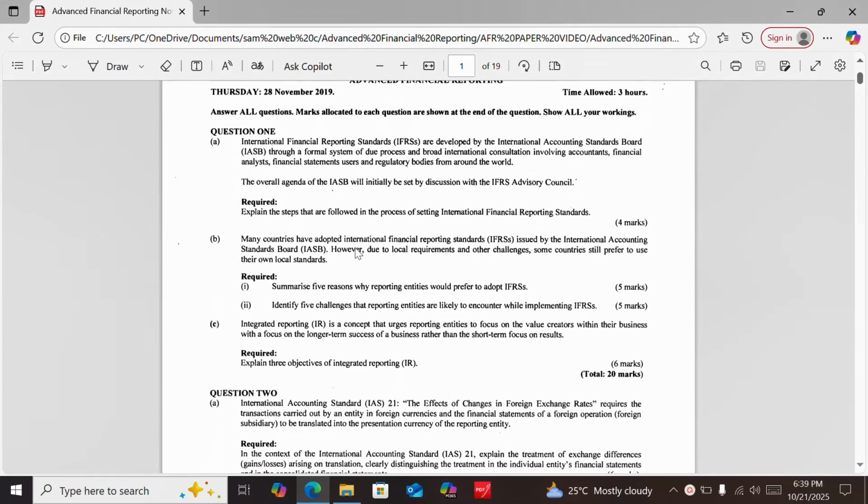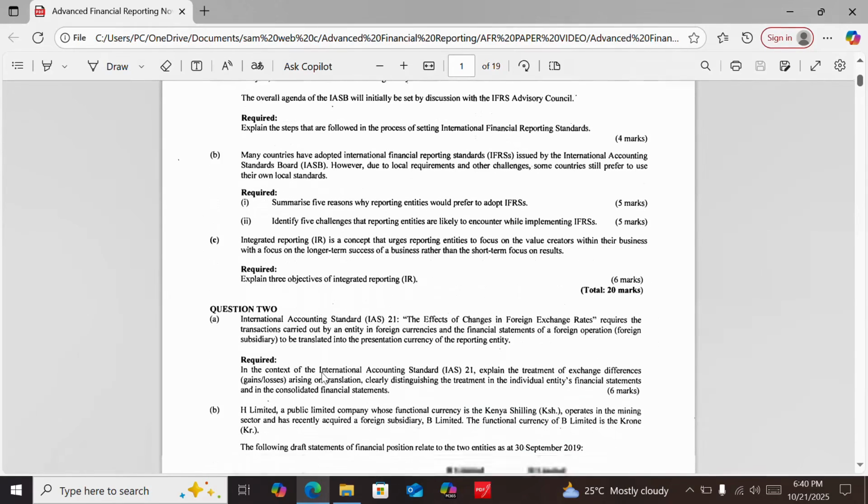The second question, that is part B of the first question, was also a theoretical question. Required, summarize 5 reasons why reporting entities would prefer to adopt IFRSs. Roman 2, identify 5 challenges that reporting entities are likely to encounter while implementing IFRSs. Part C, theoretical question also. Required, explain the objective of integrated reporting, IR.